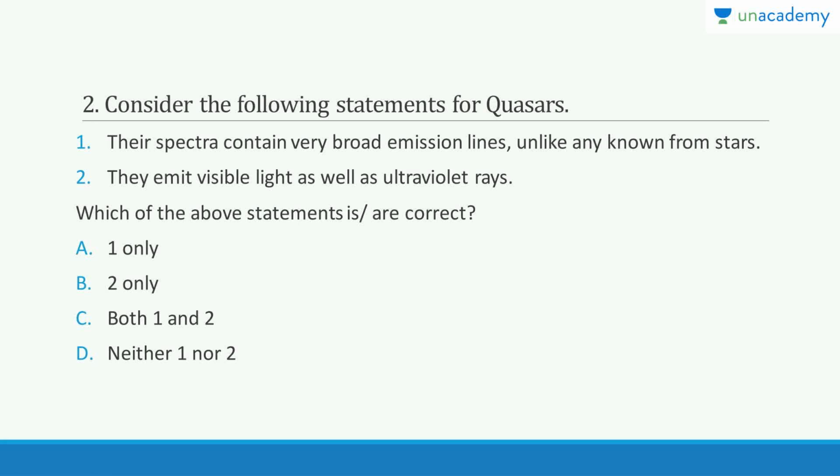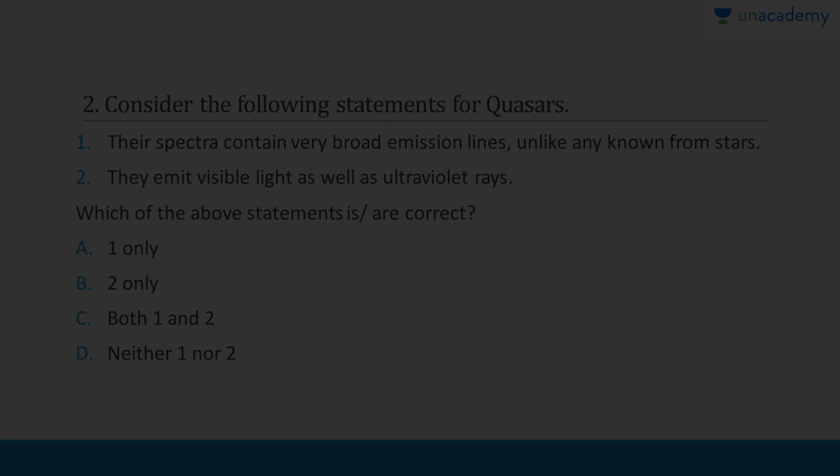Question number 2. Consider the following statements for quasars. Okay, their spectra contain very broad emission lines unlike any known from stars. This is correct. They emit visible light as well as ultraviolet rays. Yes, they are correct. The answer here is C, both 1 and 2.